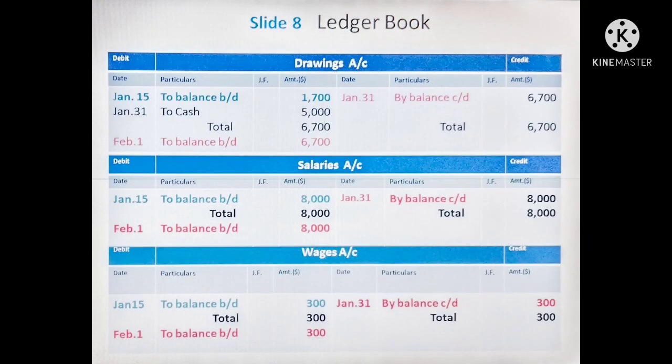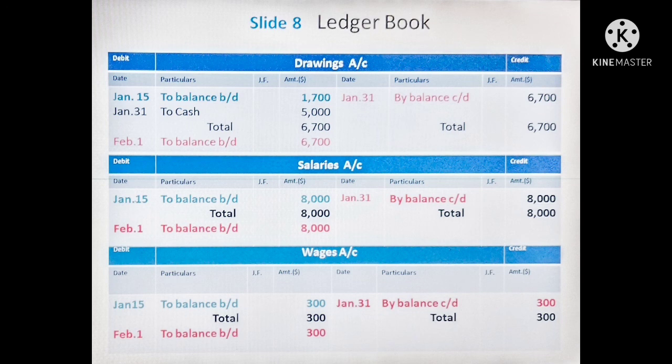In drawings account, there's an opening balance on January 15 of $1,700 on the debit side. There is a further drawings of $5,000 on January 31st. The total of posting is $6,700. On credit side, no posting. So, the $6,700 is the balance. It is carried on credit side and brought down to debit side on February 1.